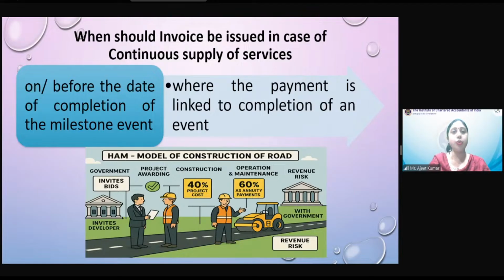So either of these two events as specified in the contract. This depends on your contract. You have to issue the invoice. Now my question was that in case you have issued the invoice on time, then what would be your time of supply? Okay. Ascertainable.